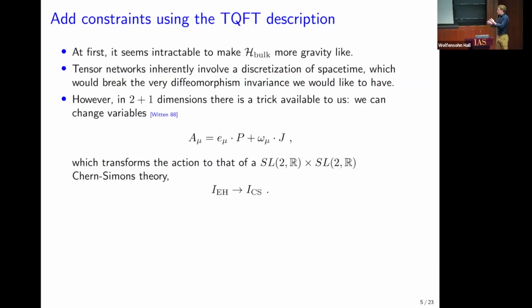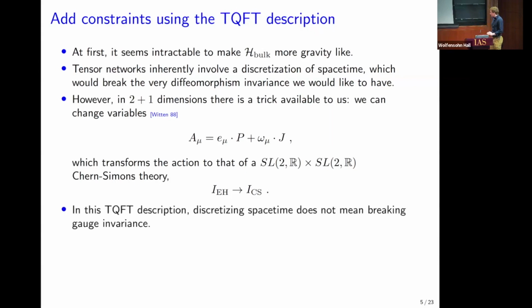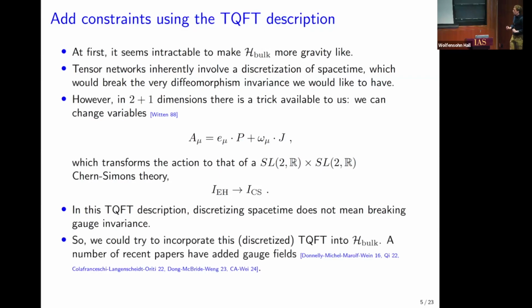And the point is that if you do this change of variables, it transforms the action to that of a certain kind of gauge theory, this SL(2,R) cross SL(2,R) Chern-Simons theory. And the idea is that in this TQFT description, discretizing spacetime no longer means breaking gauge invariance. Now, for the experts, you might worry, isn't discretizing Chern-Simons a very subtle issue? In general that's true, but here it's a special kind where the SL(2,R)s have equal and opposite level, k and minus k, and that rescues it. It seems like you don't face the same obstructions. But I actually won't be discretizing this Chern-Simons theory here. I'll be doing something simpler. Okay, so the idea is we could try to incorporate.